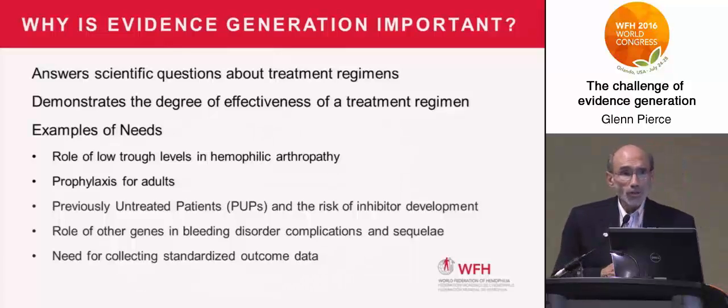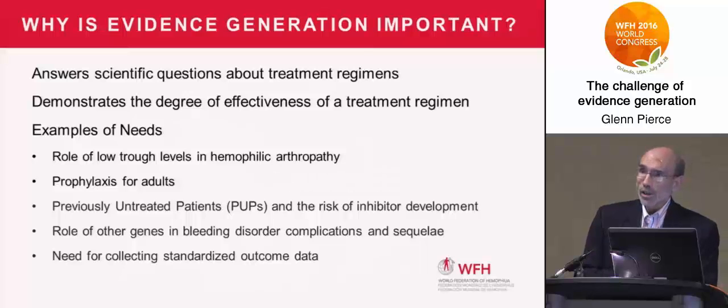Previously untransfused patients, we had a little discussion about the risk of inhibitors, and I would submit that this goes beyond the risk of inhibitors. We ought to be looking at how we can prevent them from occurring, not just identifying what the risks are. The role of other genes in bleeding disorders, complications, and their sequelae. We've done very, very little. There's been some excellent work out of Europe, European labs, but almost nothing anywhere else. And there are opportunities now with the development of the human genome sequencing to be able to identify other contributors toward the pathogenesis of bleeding disorders.